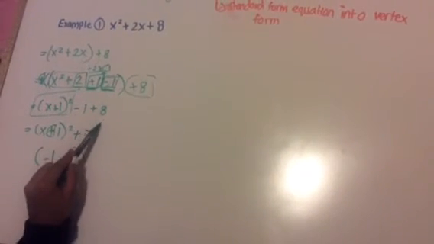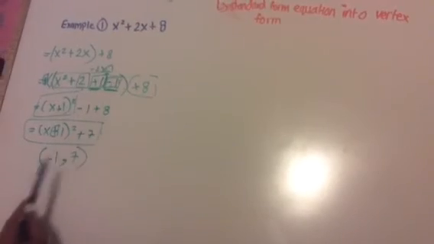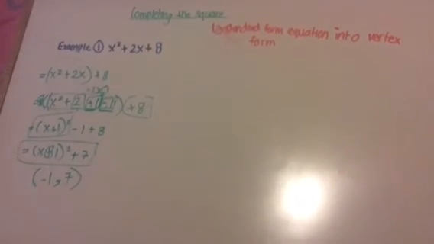So this is the equation in vertex form. So the vertex is negative 1 and 7.